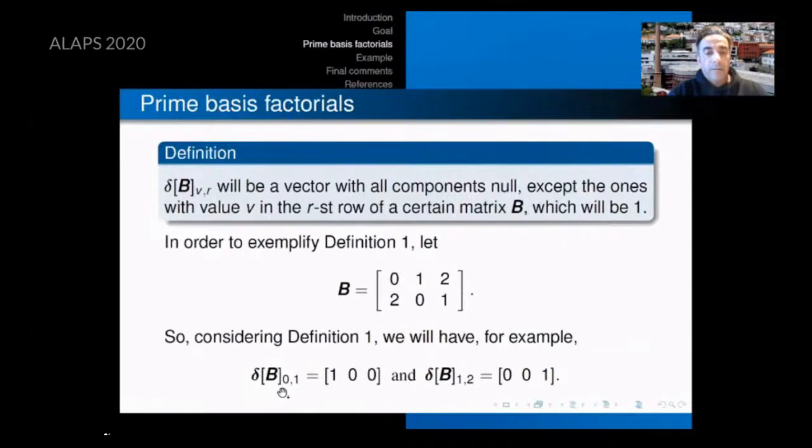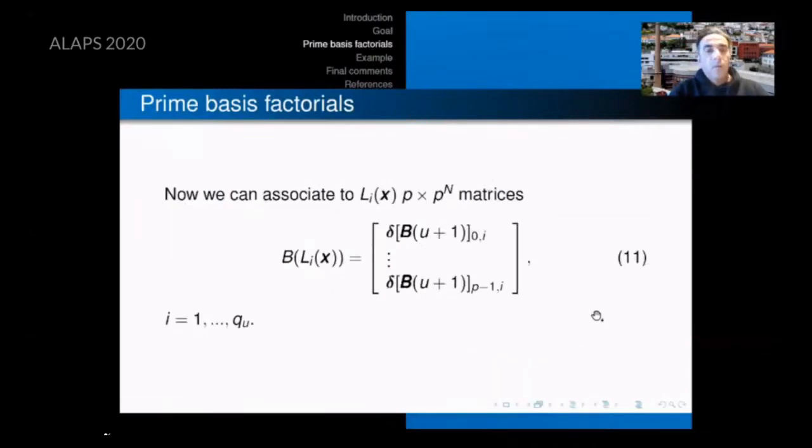Why? Because we have to look for 0 in the first row, whereas 0 is here, so we'll have here 1, and the remaining positions will be 0. In the same way, we'll have delta B12 is 0, 0, 1, because we'll have to look for the 1 in the second row. Whereas the 1 is here, so we have here 1, and the remaining positions are 0.